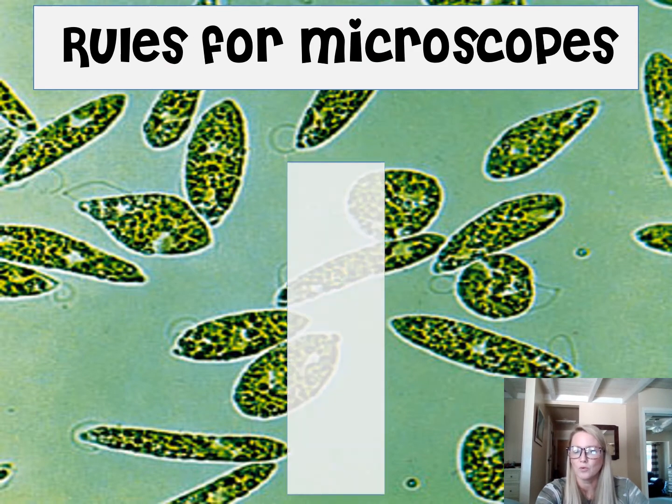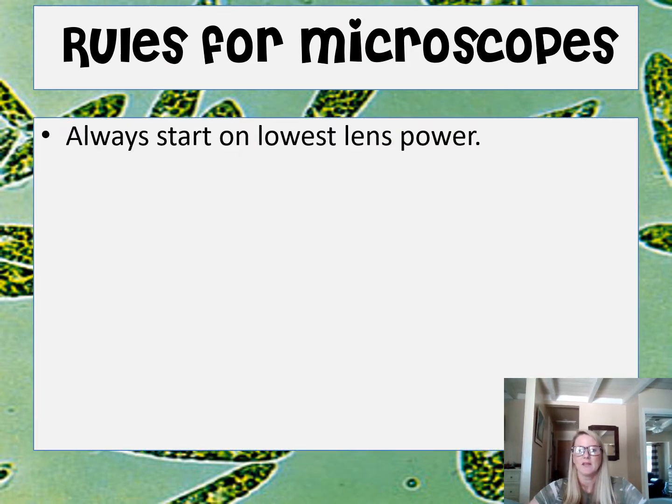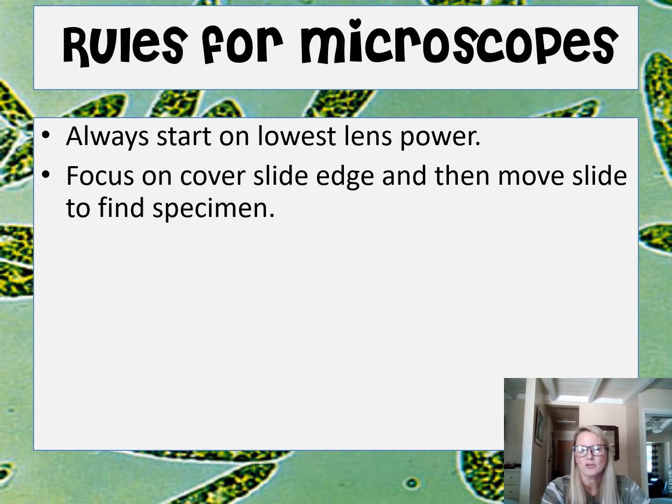Some basic rules for microscope use. Number 1, you should always start on the lowest lens power. So for our microscopes, that's 4. You should always try to focus in on something that you know is there. So I always kind of look at the cover slip that goes on the top of the specimen. And then once I have that in focus, I know everything else will be in focus.